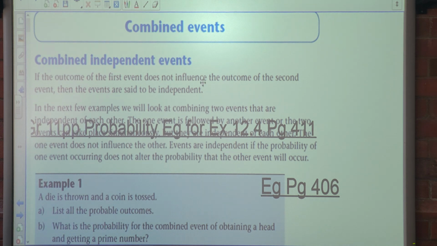So combined independent events. If the outcome of the first event does not influence the outcome of the second event, then the events are said to be independent.